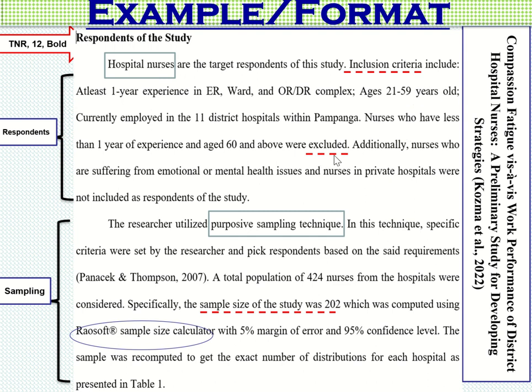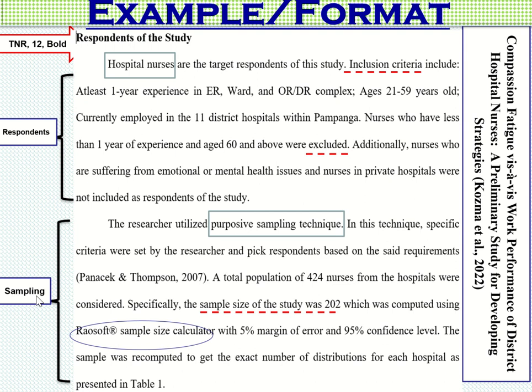Exclusion criteria naman: nurses who have less than 1 year of experience and age 60 and above were excluded. Nurses who are suffering from emotional or mental health issues and nurses in private hospitals were not included as respondents of the study. So meaning exclusion pa rin yun. So that is the first paragraph.